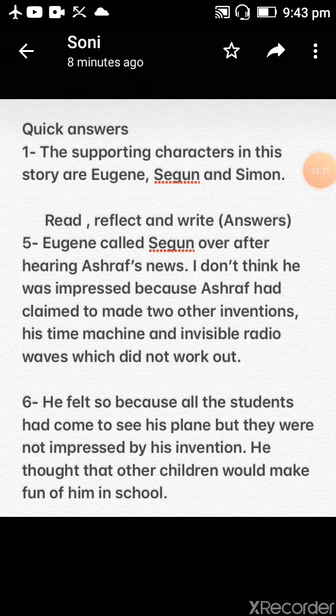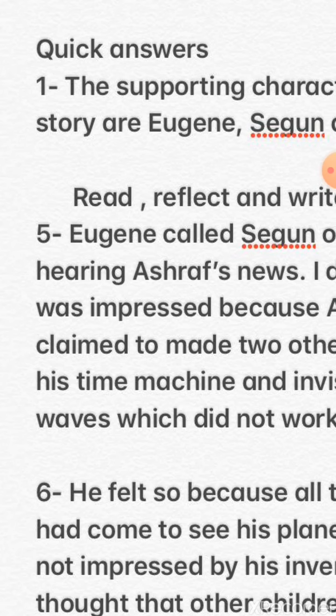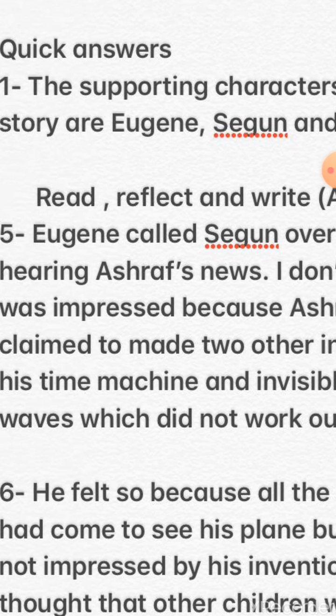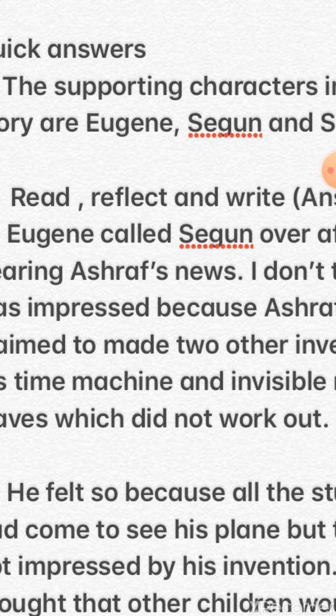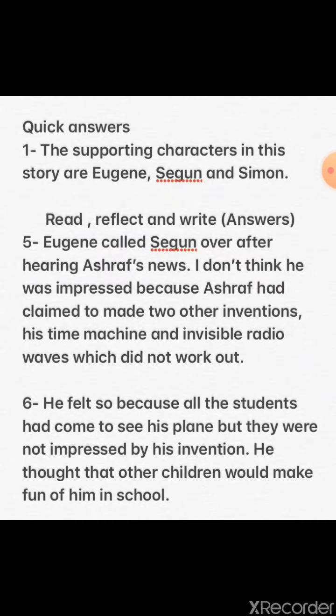Yes, so here it is, the answer of this question. I hope it is visible to everyone. Quick answers, okay, this one. So the supporting characters in this story are Eugene, Sagan and Simon, okay. So first you have to write this question in your notebook, then we will continue with the next part, okay. First we will start with one more exercise there on page number 47, okay.